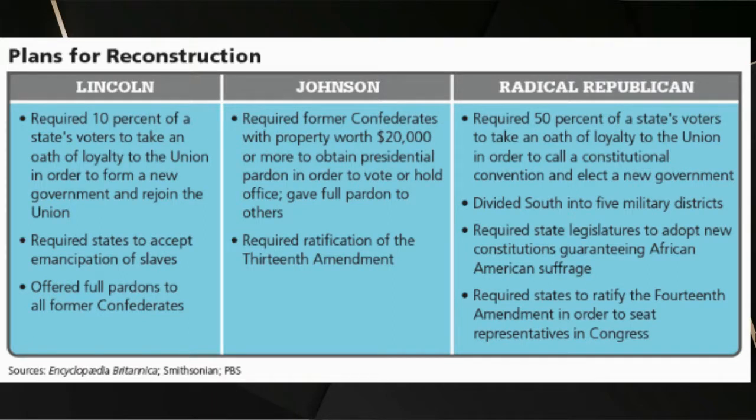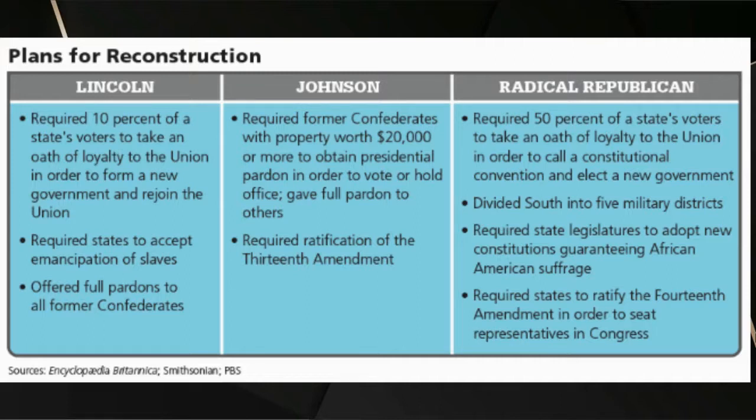Shift over to the Radical Republican plan. 50% of states' voters have to take an oath of loyalty. Lot different. You see the leniency in Lincoln's plan, and really, maybe the harsher measures demanded by the Radical Republicans. The South gets divided into 5 military districts. We see that passing in 1867 with the Military Reconstruction Act.